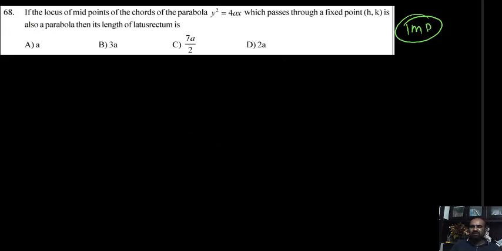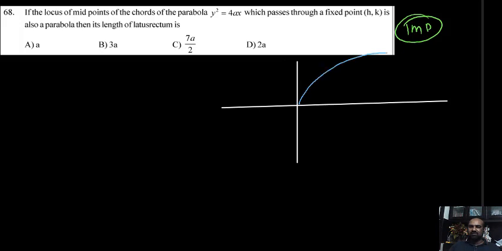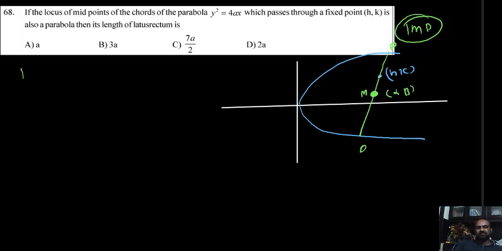Observe all of you. First of all, I will draw a rough sketch. This is the parabola. This is h comma k, a fixed point. Through the fixed point you can draw infinitely many chords. This is one of the chords, say PQ. Let the midpoint be h comma k. No, we should take the locus. Let alpha comma beta be the midpoint.